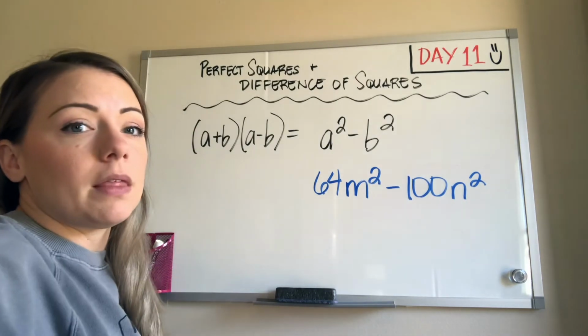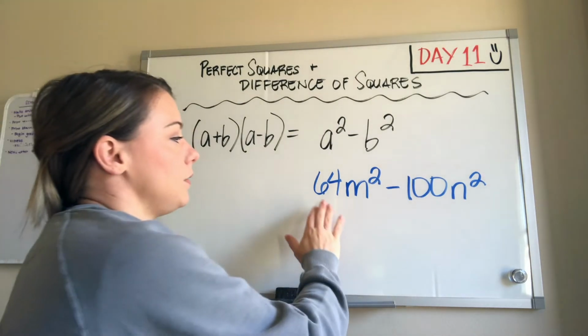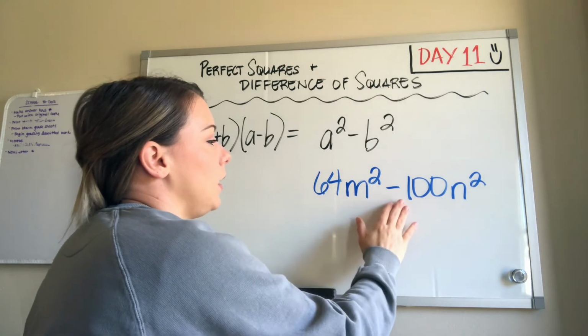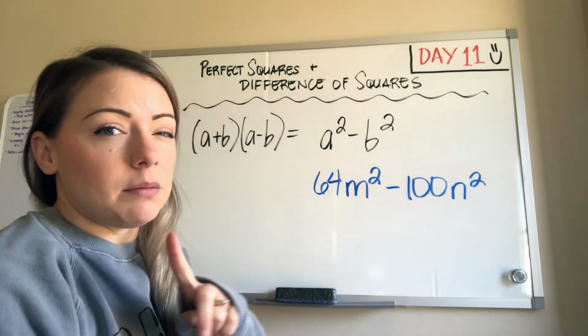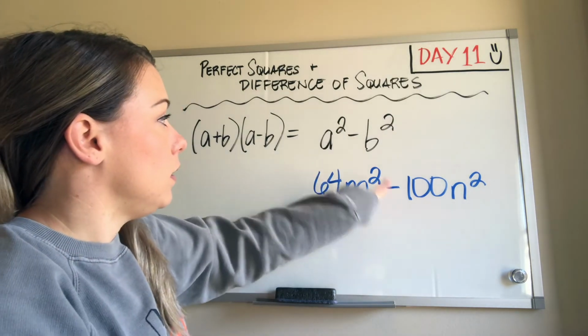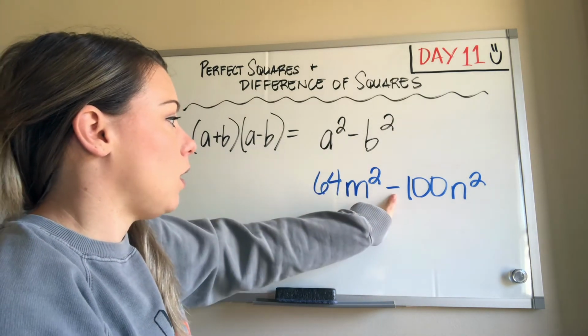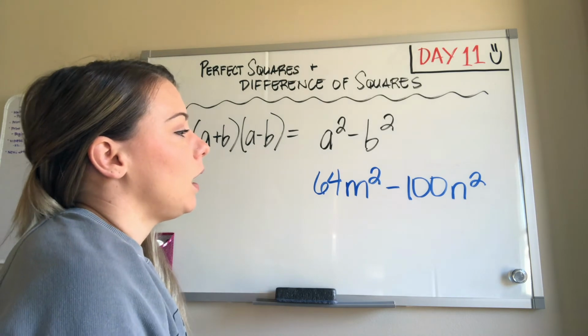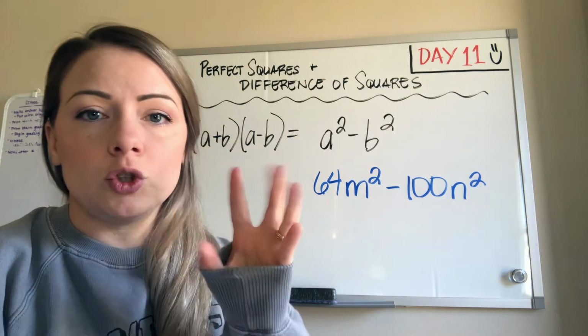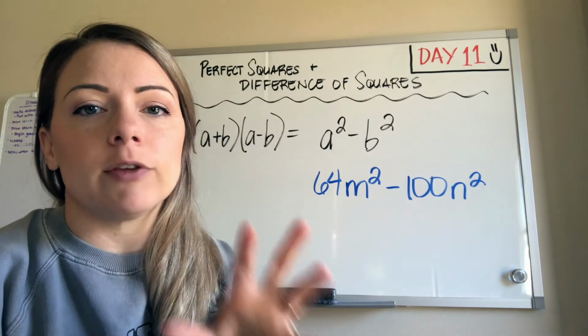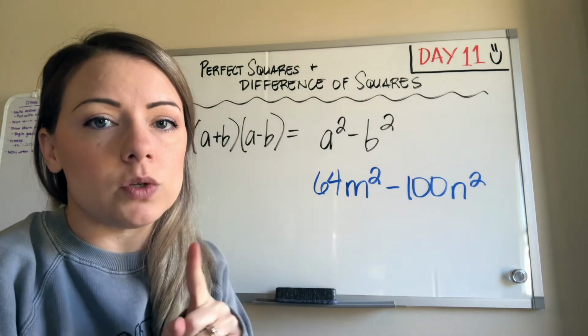All right, so the example that we're working with right now, I have 64m squared minus 100n squared, which, that's one thing I didn't mention. If you're checking for a difference of squares, it should always have that subtraction sign. All right, so I don't have a middle term. That's just screaming to me, check to see if you have a difference of squares. So that's what we'll do.